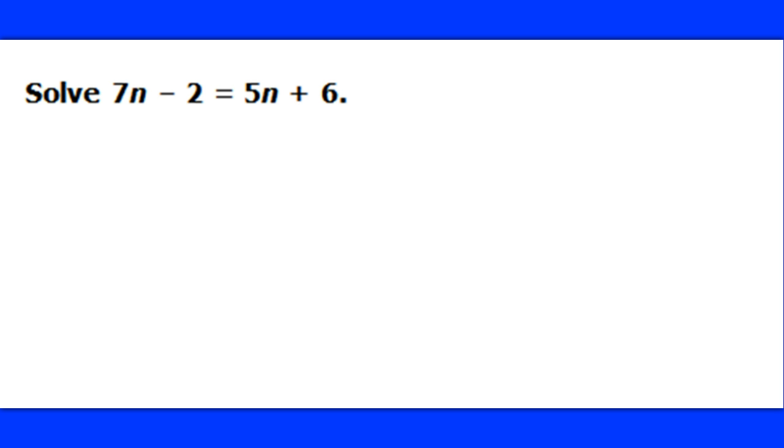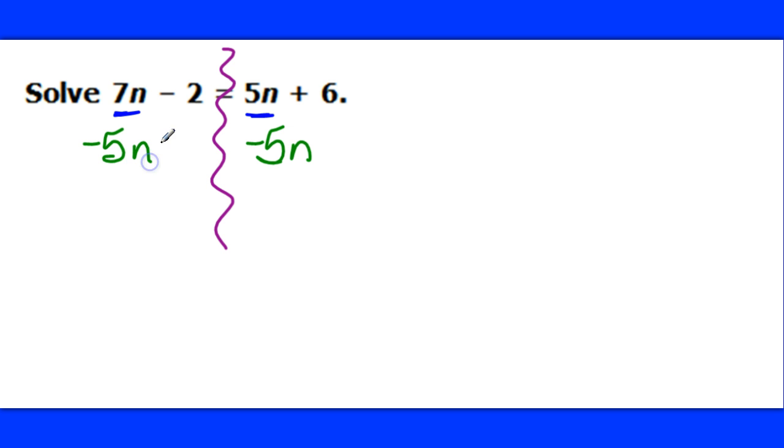Okay, so here we go. Let's look at our wall right here. And the first thing I notice is that there's n's here and n's here. So I need to get rid of the n's on one side and collect them on the other. I can either subtract 7n from both sides, or I can subtract 5n. I've had people say go for the smaller one. So I'm going to subtract 5n from both sides. That's going to give me 2n minus 2 is equal to 6.